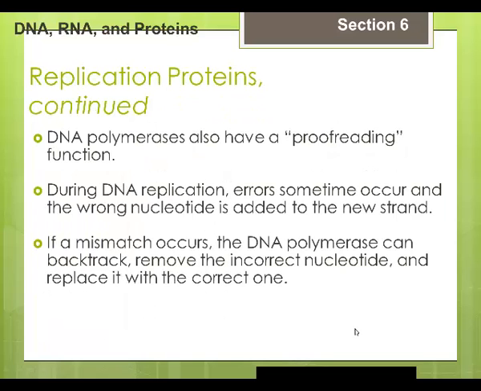DNA polymerases also have kind of a proofreading function. They go through and they match up the base pairs dependent upon what was in the existing strand of DNA. And during replication, errors sometimes occur where the wrong nucleotides are added to the new strands. If that mismatch occurs, the DNA polymerase can backtrack and remove the incorrect nucleotide that was added. So it ends up correcting itself in this process of making copies of DNA. This is one way in which your body keeps from making mistakes, where your body doesn't accidentally produce a mutation that causes an abnormal protein to be built or a different hair color or whatever it may be.